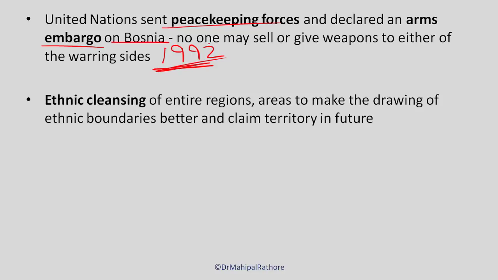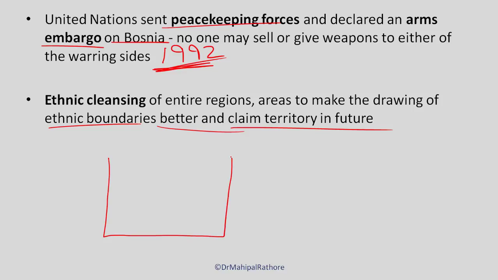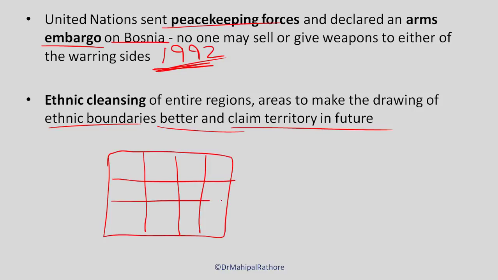This war also saw a lot of ethnic cleansing in entire areas or regions, which made the drawing of ethnic boundaries better to claim territory in future. What do I mean by this? Let's say there is this city. It has blocks. For simplification, instead of neighborhoods, I am making blocks here. In this city, there are majority Bosnians living, okay, Bosniaks. But there are two neighborhoods in which Serbs are living, and let's say there is one neighborhood where Croats are living.